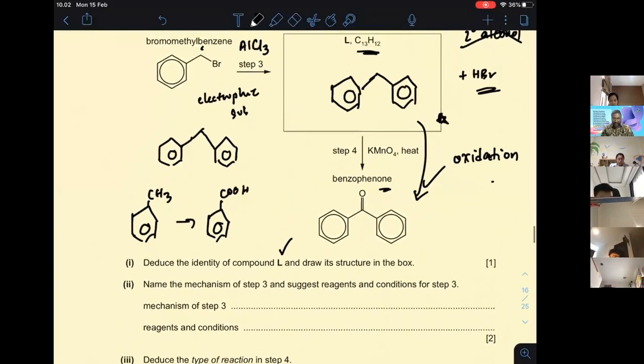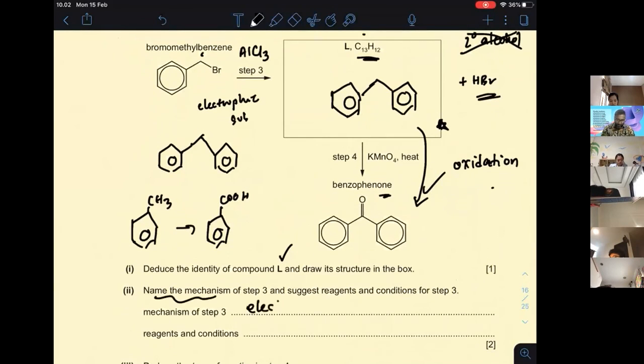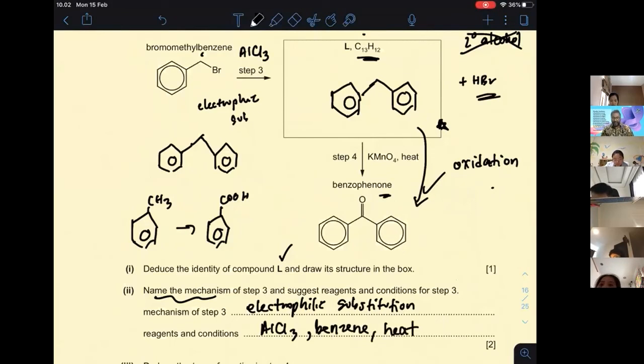Name the mechanism in step 3. So in mechanism, electrophilic substitution. The reagent and condition, so you need AlCl3. That is very, very important, AlCl3. And then you need benzene because I'm introducing benzene. And then just heat it up. So these are going to be the conditions. They didn't ask much about this, so just ignore.